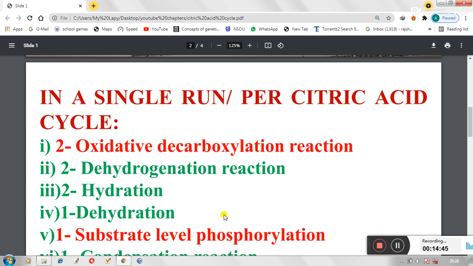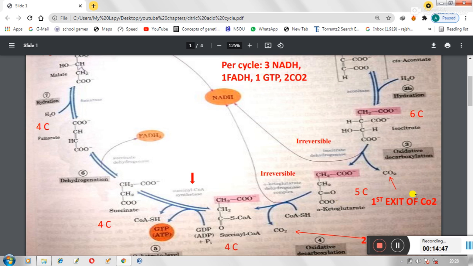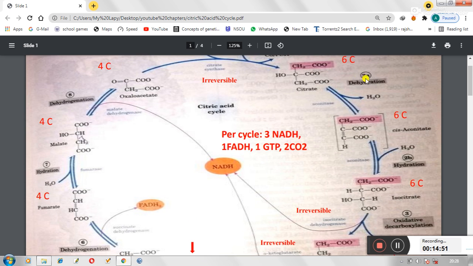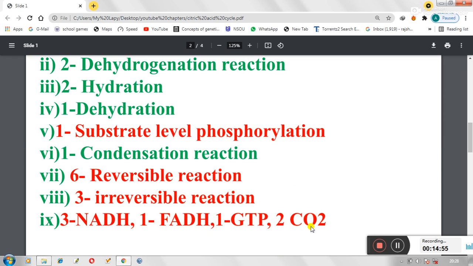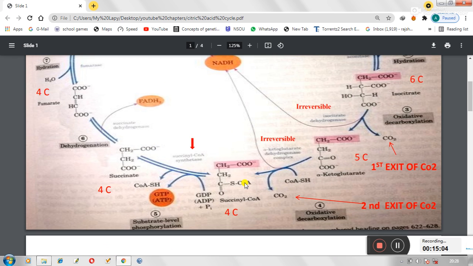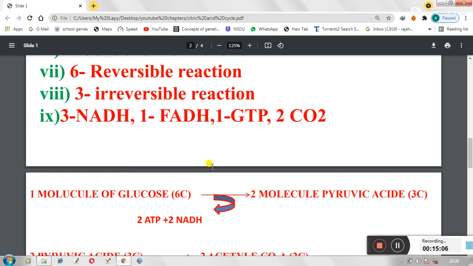One dehydration reaction is required. What is it? It is the first step here, citrate to cis-aconitate. And there is one substrate level phosphorylation: from succinyl coenzyme A to succinic acid.